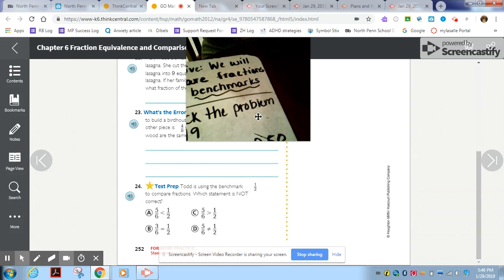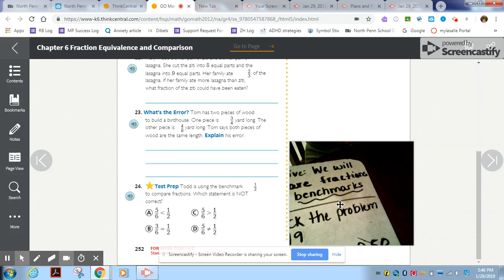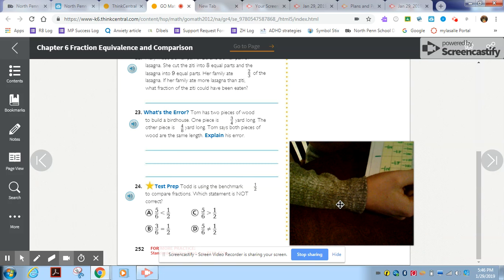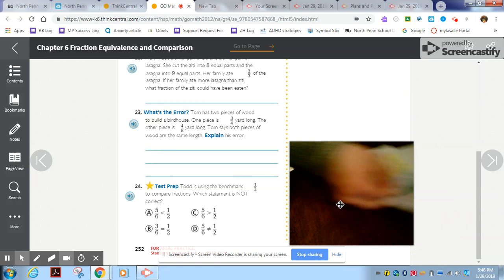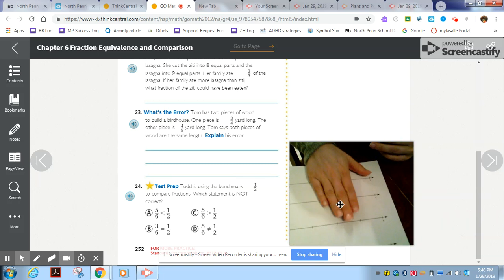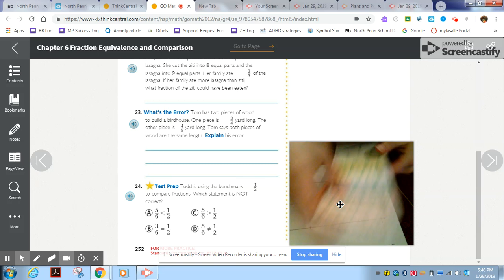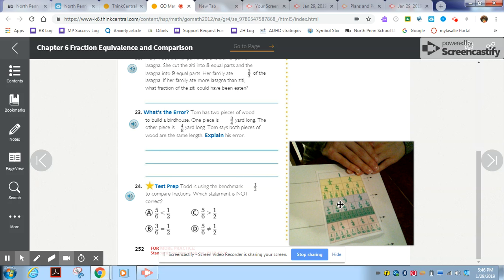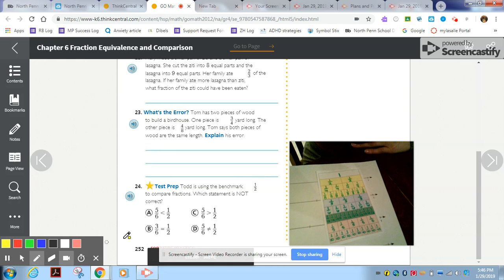All right. So I'm going to keep this right here next to the problem. I'll move this out of the way. I will also maybe use this as a guide as well, but I'm going to try to stick to this one because to me, it's just easier. I like looking at it. All right, here we go. Test prep. Todd is using the benchmark 1/2 to compare fractions. Which statement is not correct? I'm going to repeat that again. Which statement is not correct?